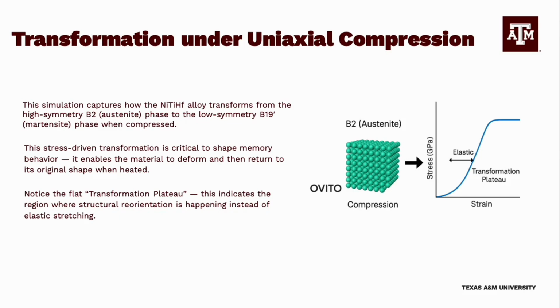Transformation under uniaxial compression. Here, I investigated stress-induced transformation by compressing the structure along the z-axis. The stress-strain curve shows three distinct regions: an initial linear elastic zone where the structure is still B2, a wide plateau where the stress remains nearly constant despite increasing strain, this is the transformation zone, and a post-plateau region where the material stiffens again, now deforming the martensite phase.